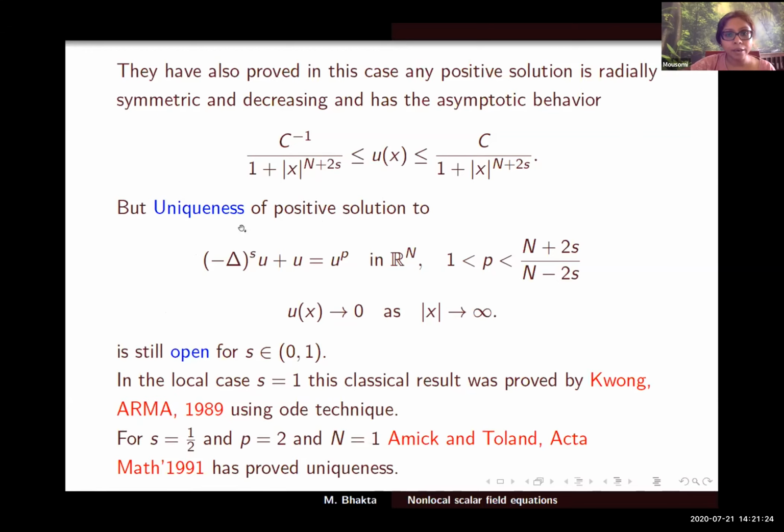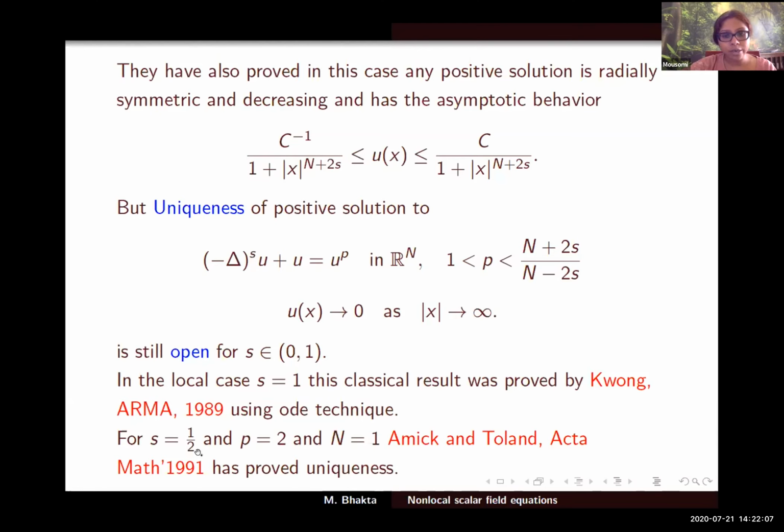Okay, as I was saying, what they have established is uniqueness of the ground state solution, which is a remarkable paper, and a very celebrated technique that they got, but that is still for the ground state solution. Uniqueness for this solution in the subcritical case for the fractional Laplacian is still open. In the local case, s equal to 1, this uniqueness was proved by Kwong in 1989 using ODE techniques, which do not work here. In the non-local case, uniqueness is known for the one-dimensional case, n equal to 1, s equal to half, and p equal to 2, the square nonlinearity.